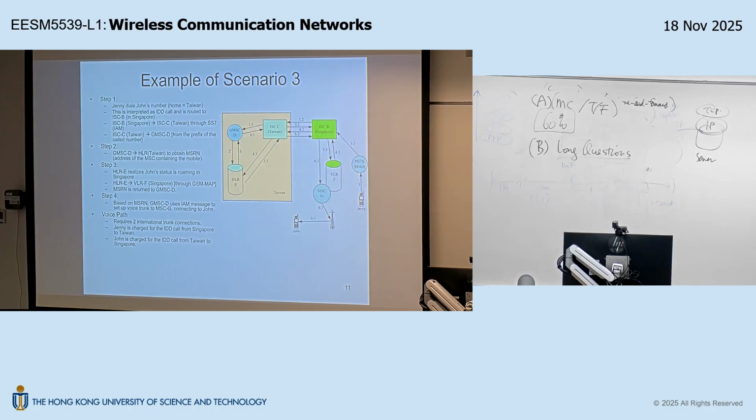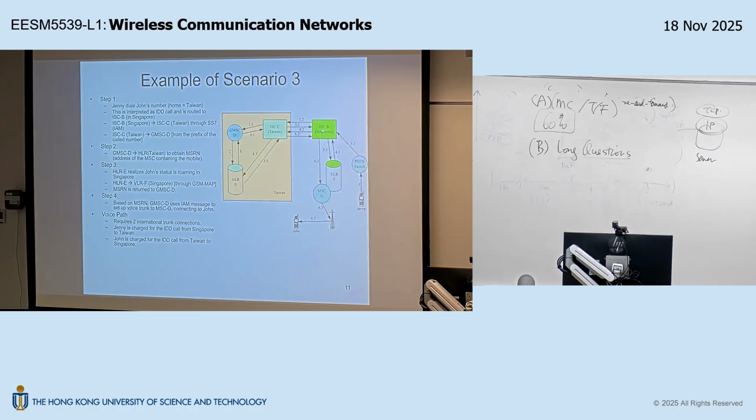Suppose this is Jenny in Singapore. John is also in Singapore. Jenny calls John's mobile number, which is a Taiwan mobile number, through the local PSTN in Singapore. The local PSTN examines the country code and realizes this is an international call belonging to Taiwan. So the call will be routed to an international switching center in Singapore. Any international call will be routed to an international switching center.